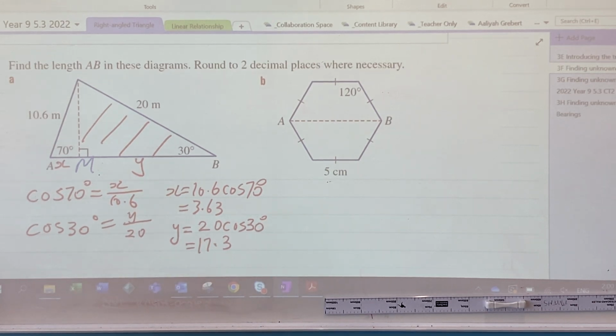That's not the reason why we need to find x and y individually. Guys, can you stop talking?